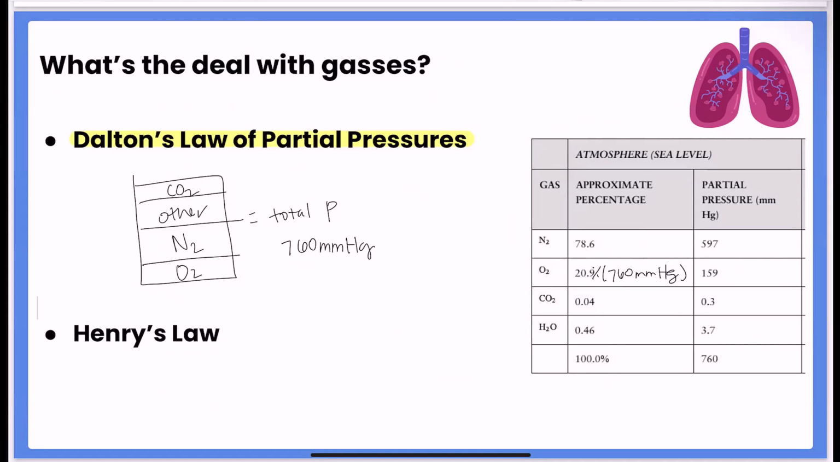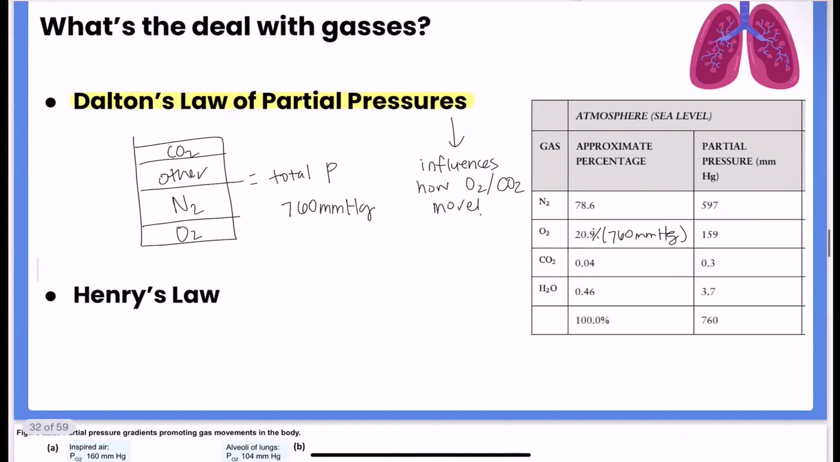So why do we care about this? Why do we care that each gas has its own pressure? The law of partial pressures aids in figuring out how oxygen and carbon dioxide move between the atmosphere and the lungs, between the lungs and the blood, and between the blood and the tissue cells. So Dalton's law influences how O2 and CO2 move. That's really important because gases will always go from the area where partial pressure is higher to the area where partial pressure is lower. Okay, so that's Dalton's law. We're always going to go to the area of lower partial pressure.